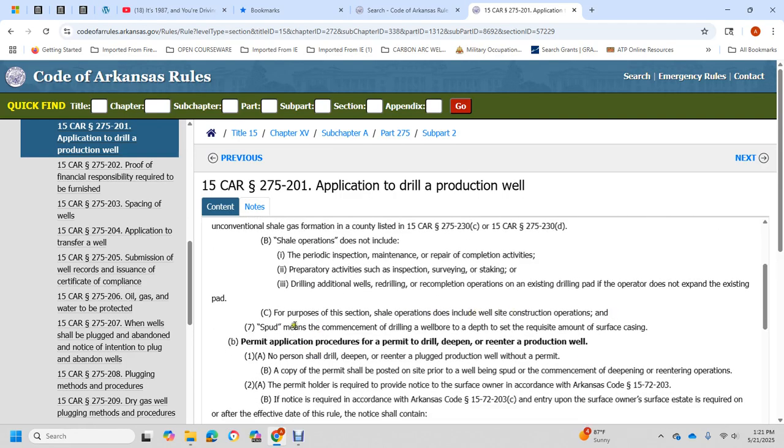the operator does not exhibit the existing pad. For purposes of this section, shale operation does not include well construction operations. Spud means the commencement of drilling the well bore with the deposit of the requisite amount of surface casing. The permit application proceeds with the permit to drill, deepen, or re-enter a production well. No person shall drill, deepen, or re-enter a plugged production well without a permit, a copy of the permit posted at the site.